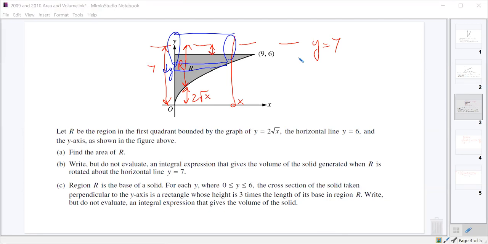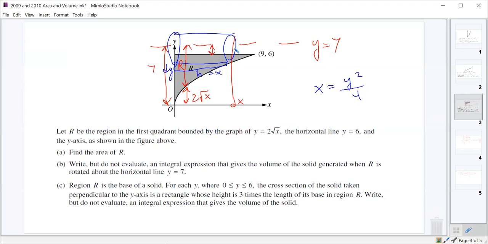And then, yeah, so somebody was just asking if I could show how to do this one with shells. So yes, if we were doing part B using shells, like I just said, we have to do it in terms of dy, right? We have to do everything in terms of y. Our radius, or sorry, our height is just the value of x that we're going over here, right? Our height is just whatever x value we're at. And so the x value that we're at can be found by doing x equals y squared over 4.